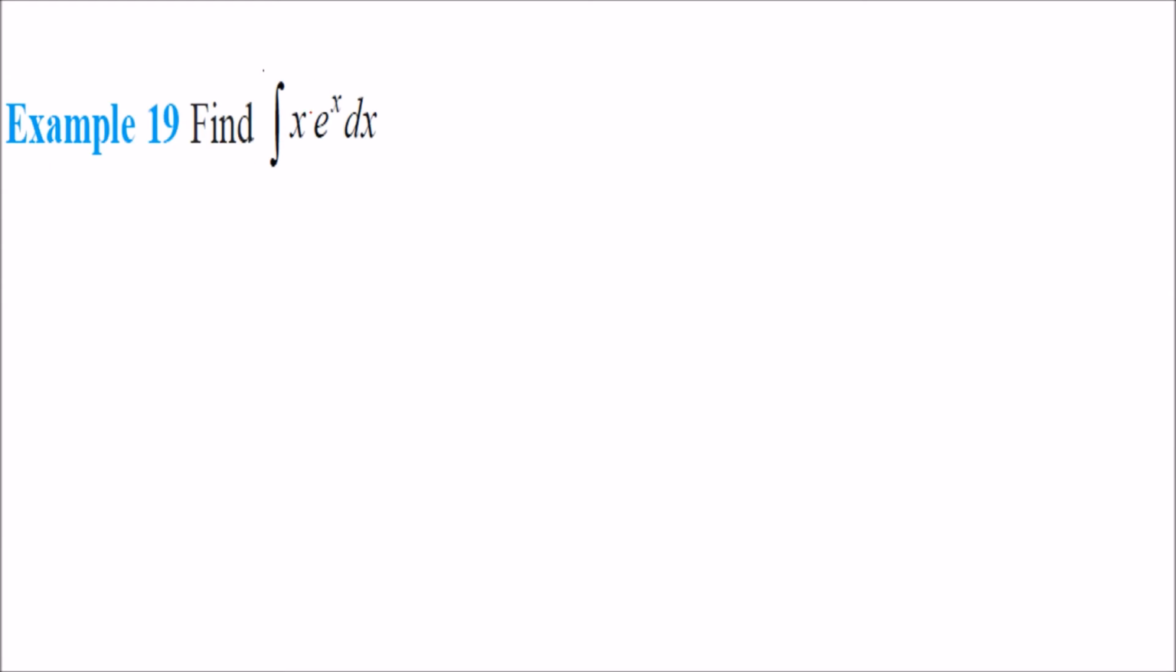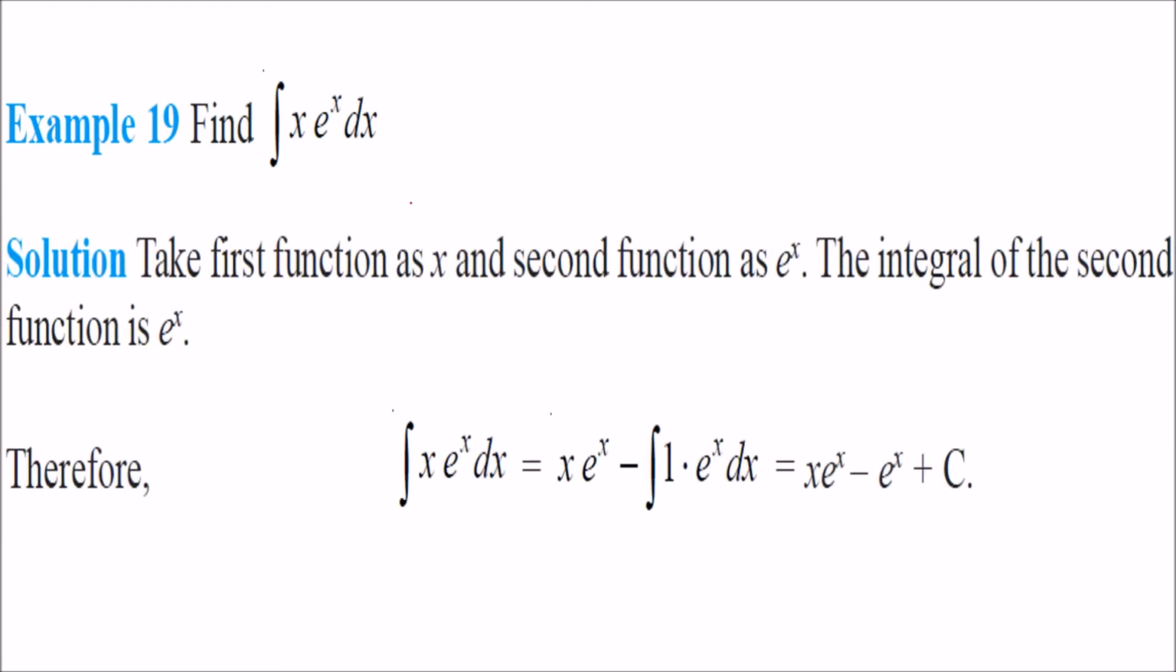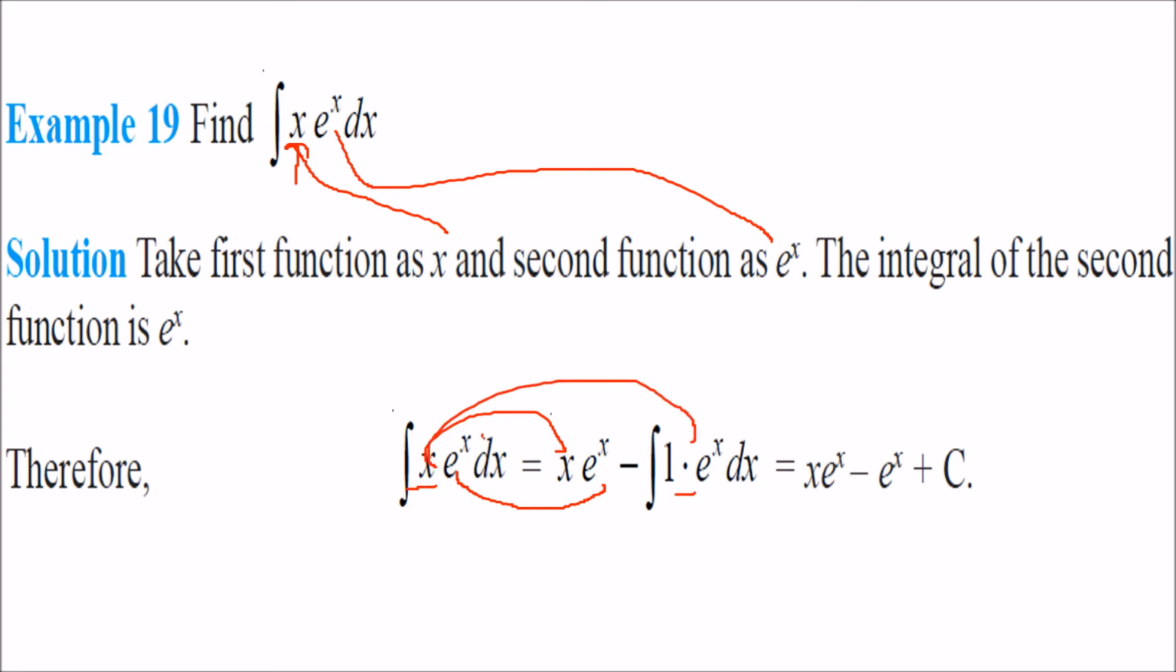Integration of x e to the power x dx. Here we have to choose the first function, because I have already told you, x or polynomial type, you will take that as the first function. So x as the first function, e to the power x is the second function. So this will be x. Integration of e to the power x is what? Same. Then integration of the differentiation of x, that is 1. Then again integration of e to the power x is e to the power x only. And this gives e to the power x dx, that is again e to the power x.